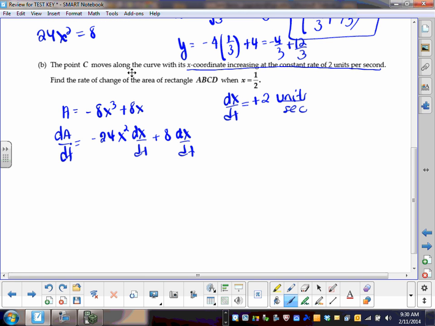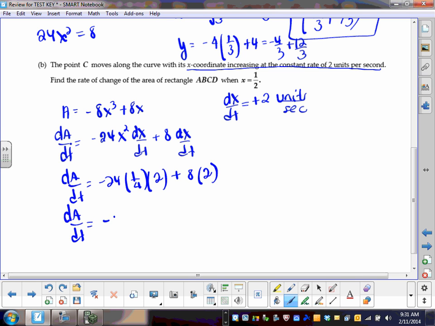Okay, so find the rate of when x is a half, so we're looking for the change in area over time. When x is a half, x squared is a fourth. We already know dx dt is 2. Plus 8, and we already know dx dt is 2. So the change in area over time is negative 12 plus 16, or 4. And area is square units, and time is still in seconds.